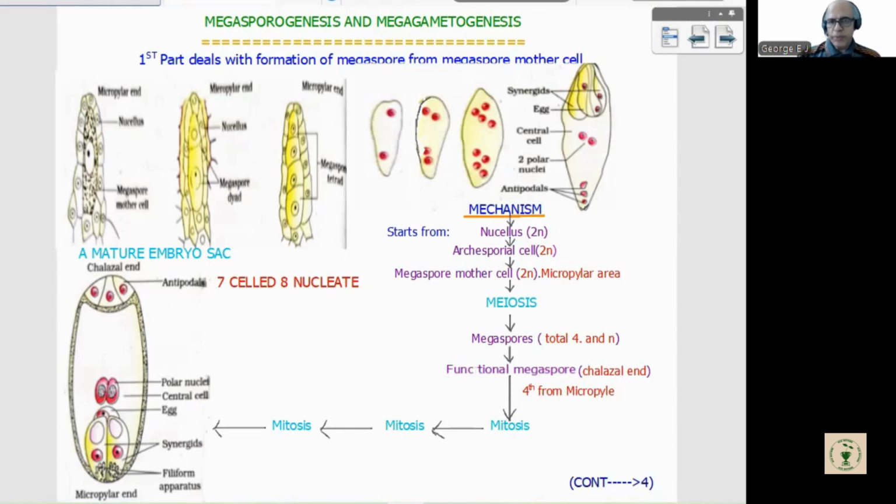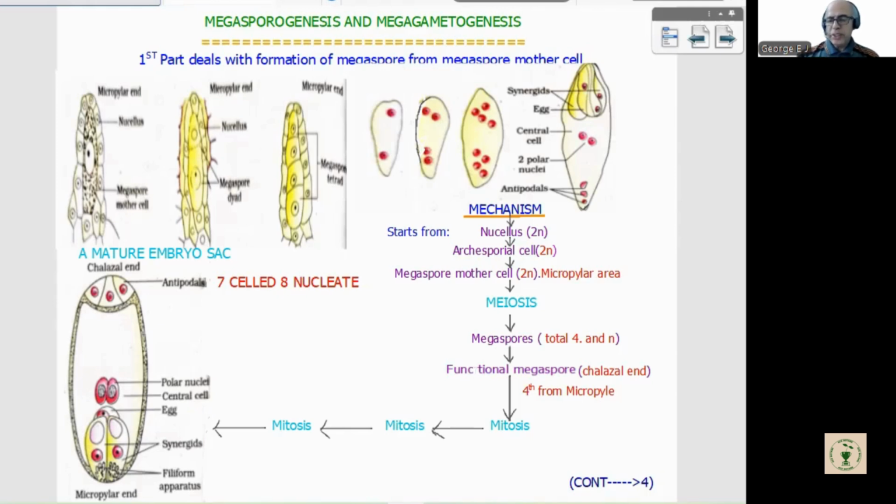So it starts from the nucellus. What is nucellus? A mass of tissue which surrounds the female gametophyte. Cells of the nucellus will be diploid. From there, a prominent cell arises that is called the archesporial cell, and that will act as the diploid megaspore mother cell. That megaspore mother cell will usually be at the micropylar area.